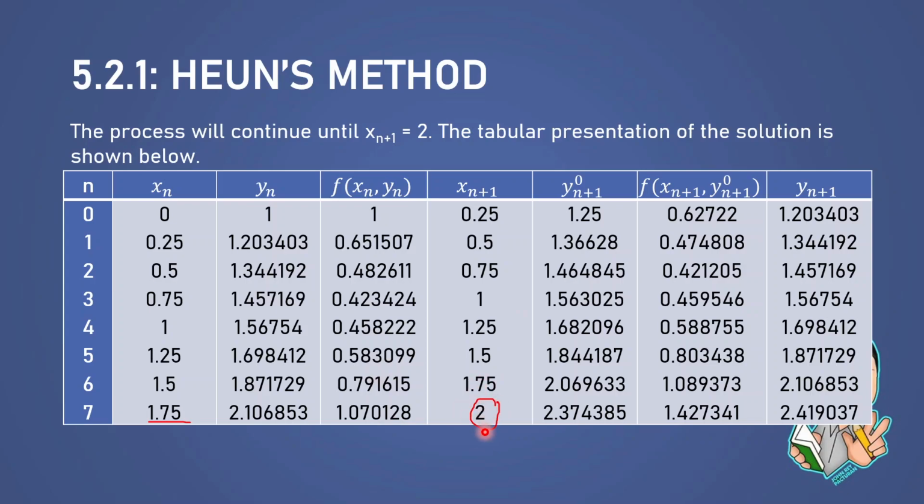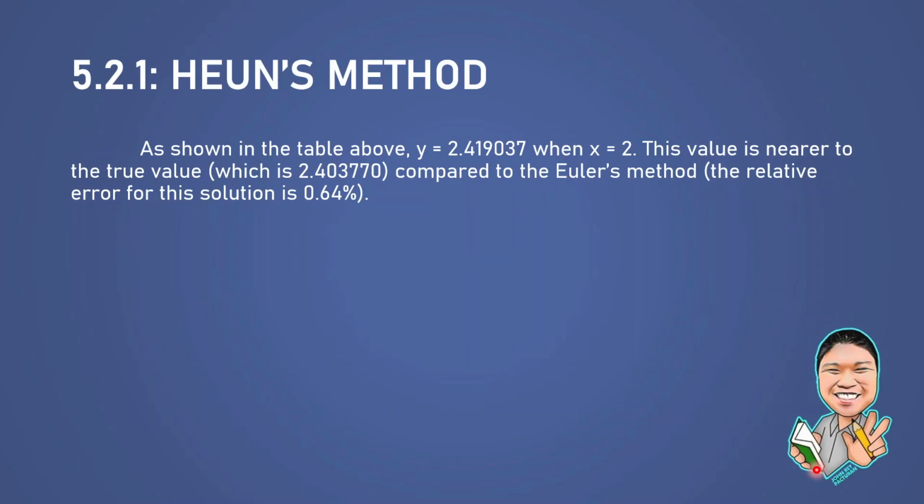Yung nahanap natin na value of y is itong last, 2.419037. So, therefore, as shown in the table, yung y natin is 2.419037 when x is equal to 2. So, its value is nearer to the true value, which is, di ba, from the analytical method, 2.403770. So, compared to the Euler's method, yung kinompute natin kanina. So, the relative error of this solution is 0.64%.